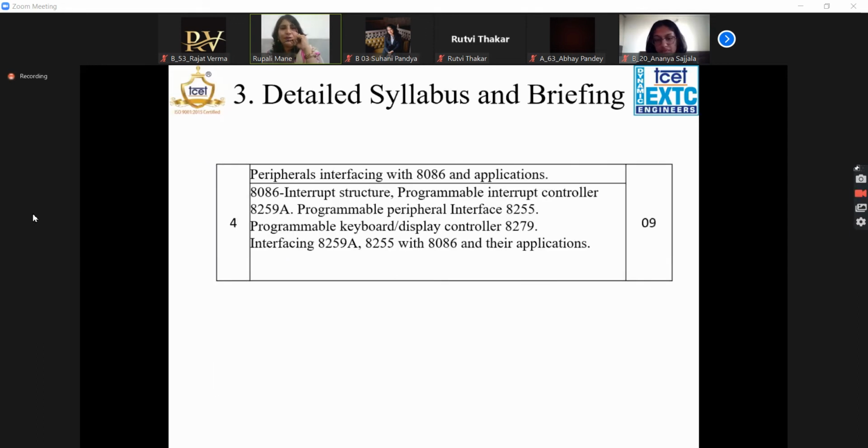Then after that, peripherals and interfacing. So now 8086 अकेला काम नहीं करता है. 8086 के साथ एक team रहती है. So which all peripherals can be interfaced with 8086? For example, आपका 8255 है, 8259 है, then 8279 है. So what are their functions? How do they work? What are those ICs? उनका pin configuration क्या है? That we are going to study in this chapter.